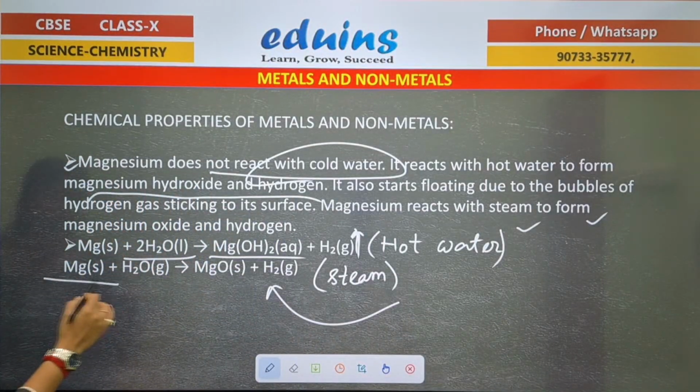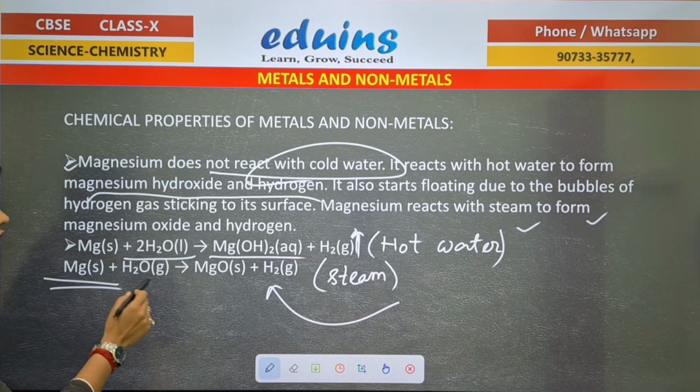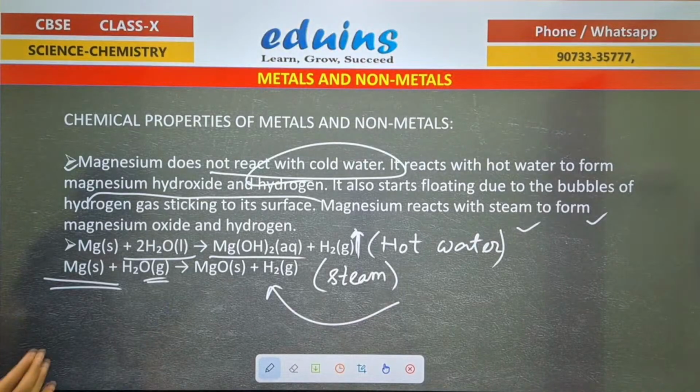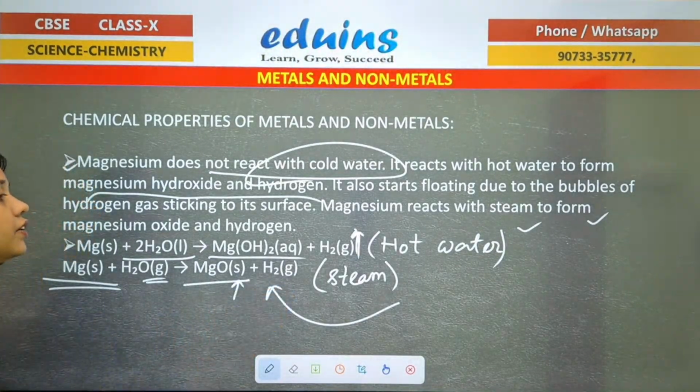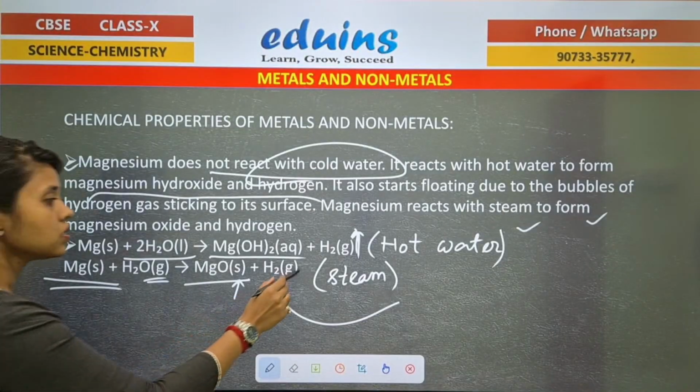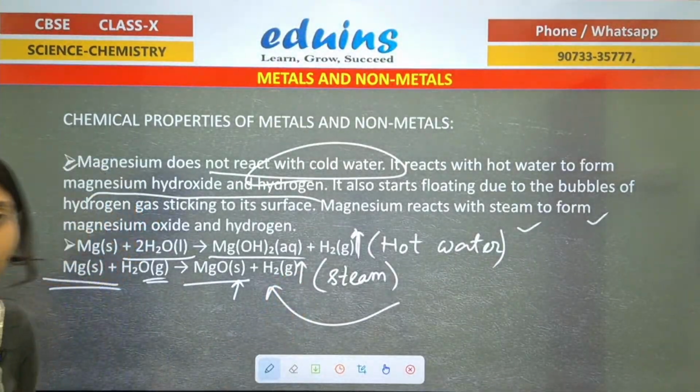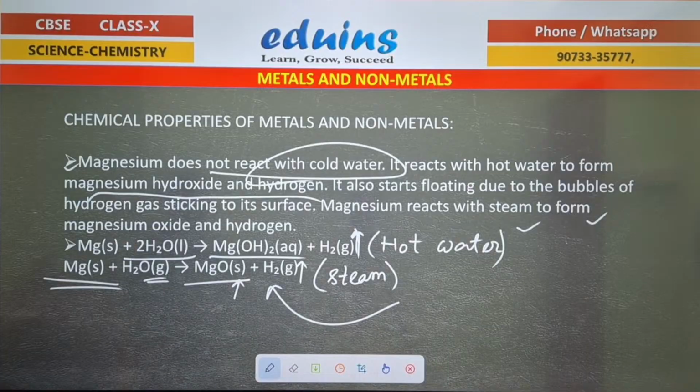So, this is the equation. Magnesium plus steam. This is gas, because this is the steam. So magnesium with steam produces magnesium oxide, that is solid, and hydrogen gas. So this is the reaction of magnesium with the water at various temperatures.